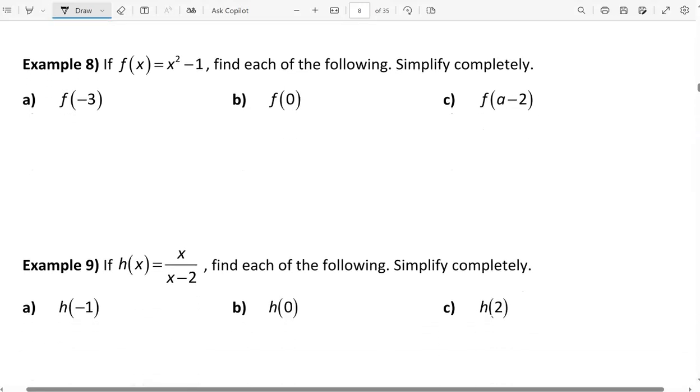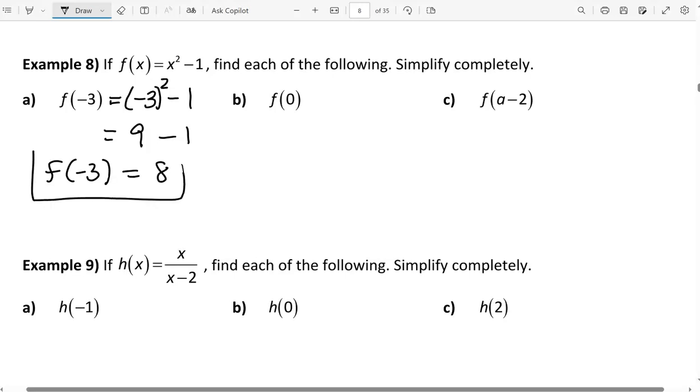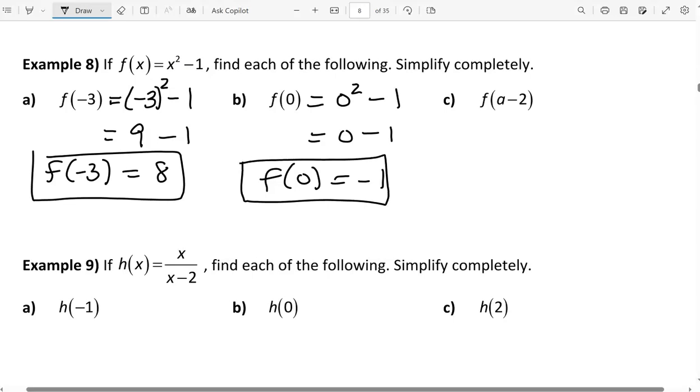In 8, we have a quadratic function, so f of x equals x squared minus 1. So I'm replacing the x with negative 3 if I want to find f of negative 3. So that will be negative 3 squared minus 1. And negative 3, when we square it, we get a result of 9. And so f of negative 3 is equal to 8. f of 0 is equal to 0 squared minus 1, which is 0 minus 1, or f of 0 is negative 1. These are all giving us x and y values that we could plot on a graph. For instance, if I were to plot a graph of this function, I would plot the point negative 3, 8 and the point 0, negative 1.